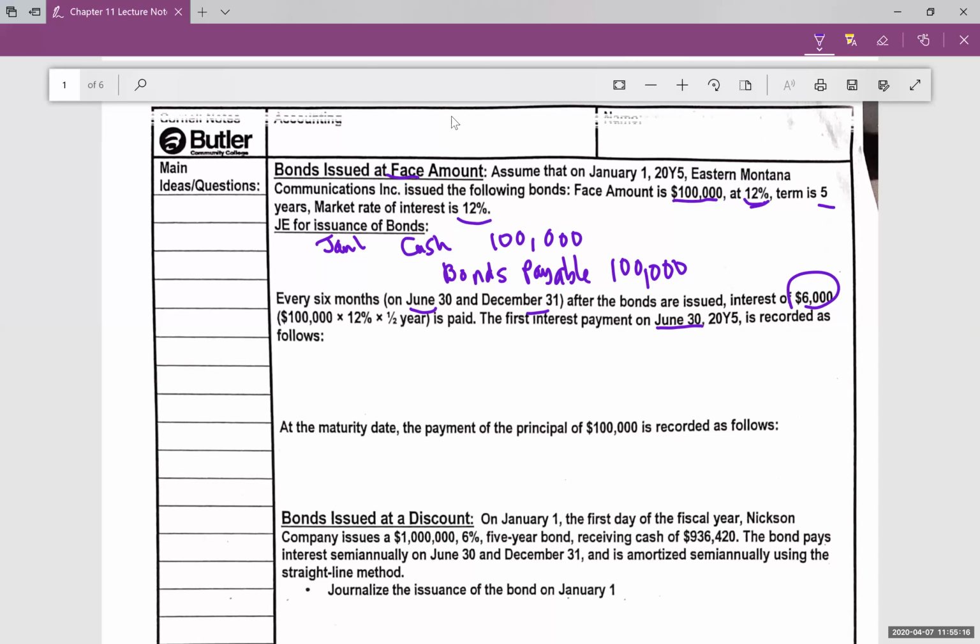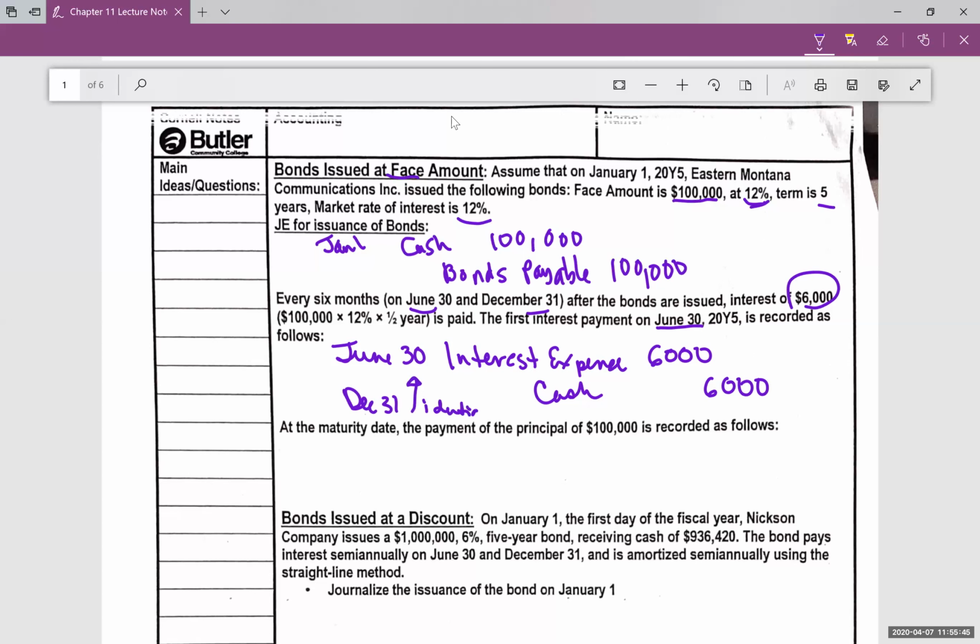But since they've already calculated the $6,000 for us, June 30th, they're going to go out and pay the bond holders some cash. So on the corporation books, it's interest expense of $6,000 and cash of $6,000. Now, the December 31st would be identical.